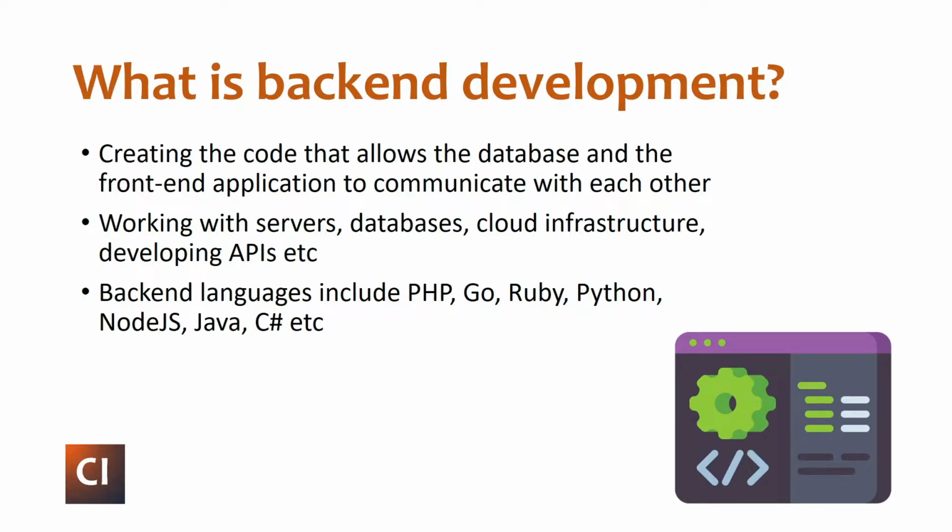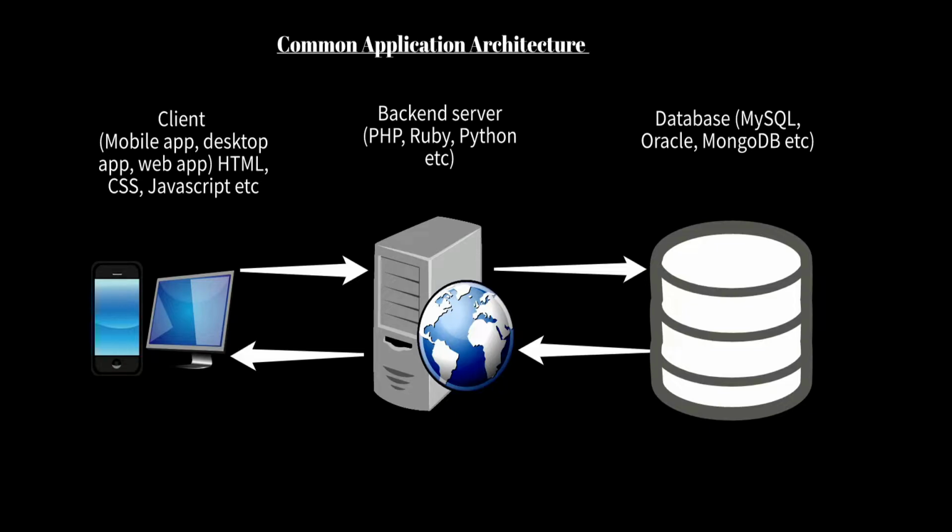Let me further explain and help you understand what backend development is. Don't let this diagram scare you. This is a typical software architecture. There are many different types of architecture, like 2-tier architecture and 3-tier architecture, but I'm not going to go deep into what these are. Just get the idea over here.